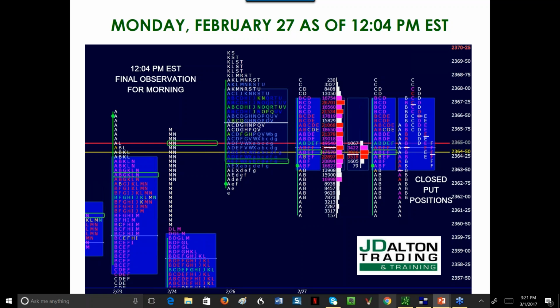I think I did the puts twice. So again, I'm taking short-term trades because that's the trading atmosphere that I saw us in on Monday morning. I adapt to the market. I don't expect the market to adapt to me.